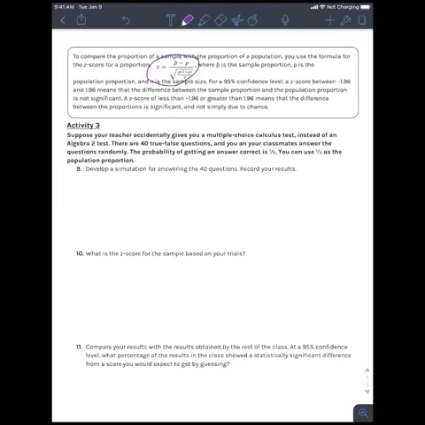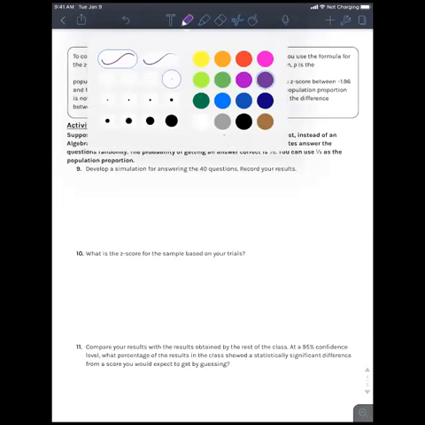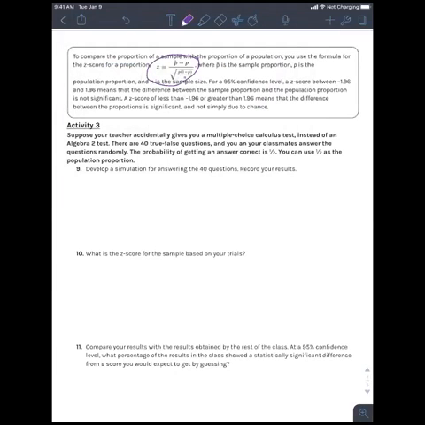So we want to develop a simulation for answering 40 questions. So pretend you're answering 40 questions. Tell me what your answers are. True or false? Like literally just pick true or false 40 times. True. True. Okay, that's 1. You guys are bad at this. Thanks, Chrisman. So literally just type in T or F, any combination of that, 40 times.